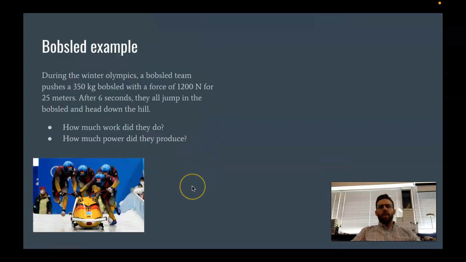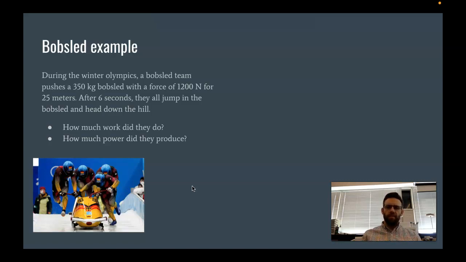So let's just go over an example of work, and let's go over an example of power. Let's imagine that there's a bobsled team and they have to push their sled. Now their sled has a certain mass, it's 350 kilograms, and they're going to push it with a combined force of 1,200 newtons. And they're going to push with that much force for 25 meters.